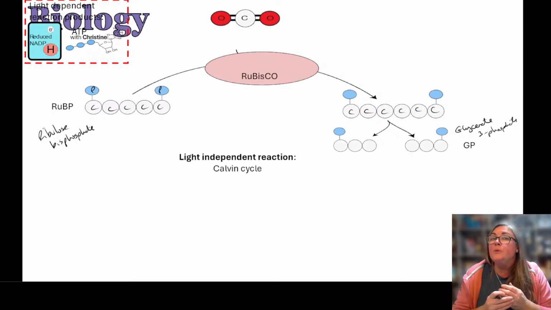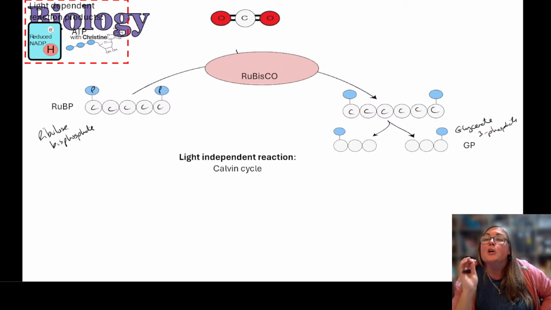You need to know the name glycerate 3-phosphate. You need to know the name ribulose bisphosphate. Do not shorten them to GP and RuBP until you've written them out in full at least once.